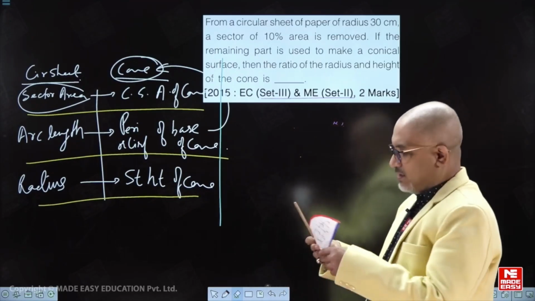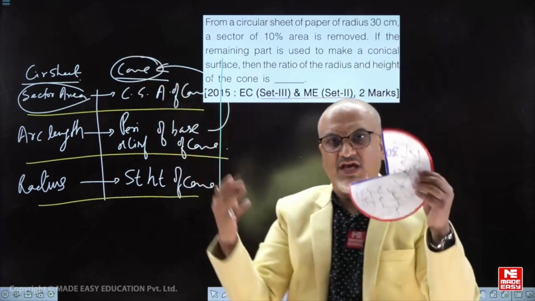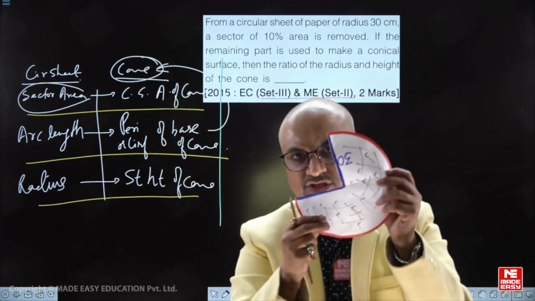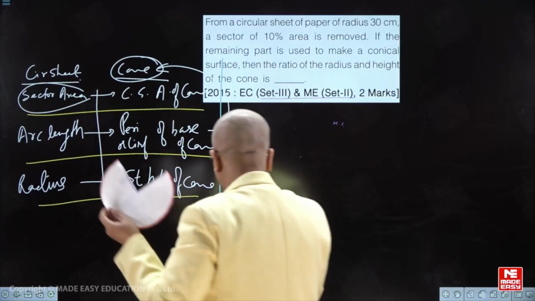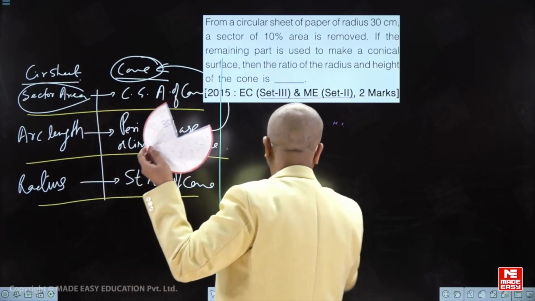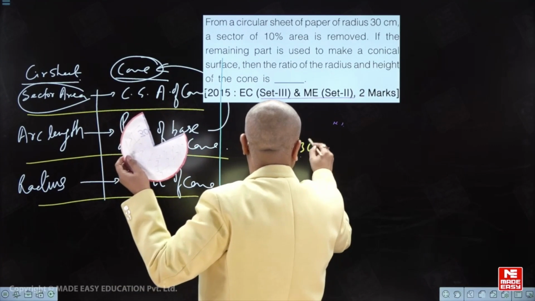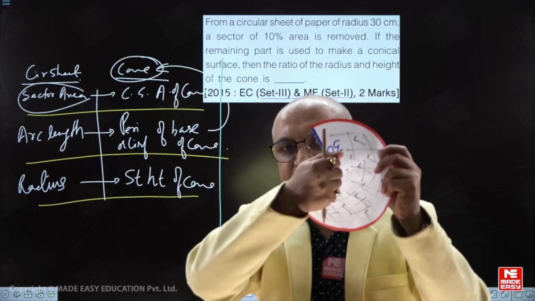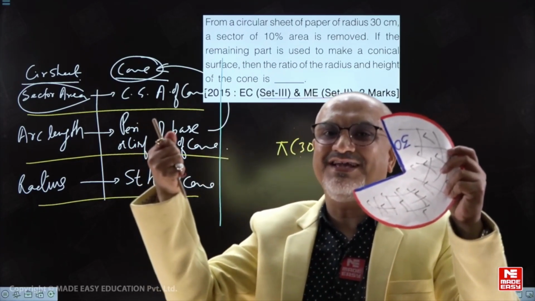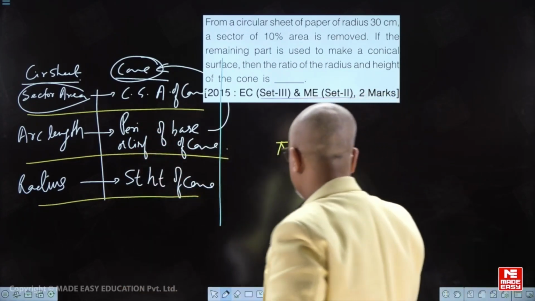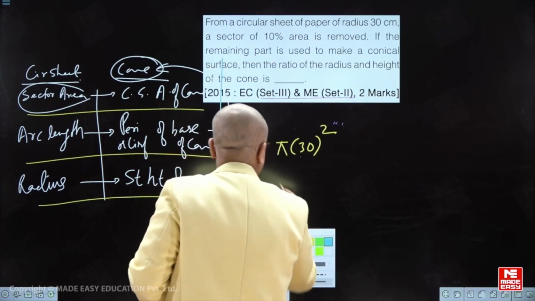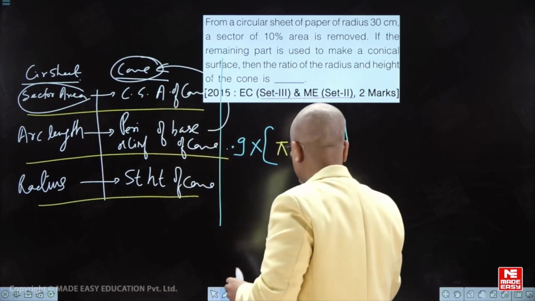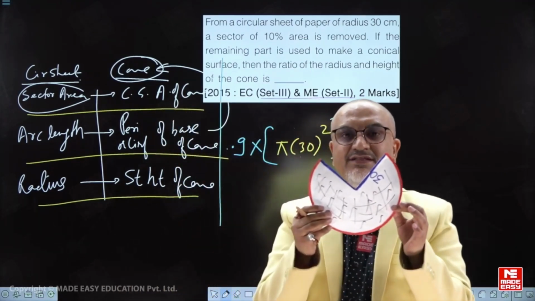Let's see. If 10% area has been taken out from the sheet, the radius of the sheet is equal to 30. So pi 30 square was the area of the sheet. 900 pi was the area of the sheet. From this, 10% has been discarded, taken away, thrown away. So the remaining area will be 0.9 of this area. A 10% reduction on the area has been done. This is the remaining area that I will be calling the sector area.